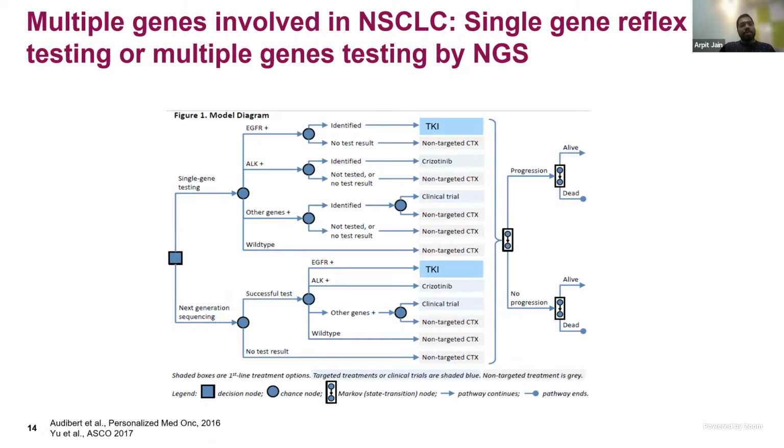So we have methods like single gene based testing, or we can offer directly the multiplex based testing, which could be NGS also. In certain settings where the tissue is very limited, we can offer NGS based testing directly, or we can offer reflex based testing, depending upon the likely prevalence of the various genomic alterations. Like we can start with EGFR based testing. If it is negative, then we can offer ALK based testing, and then depending upon the other profile, we can offer other genetic testing also.